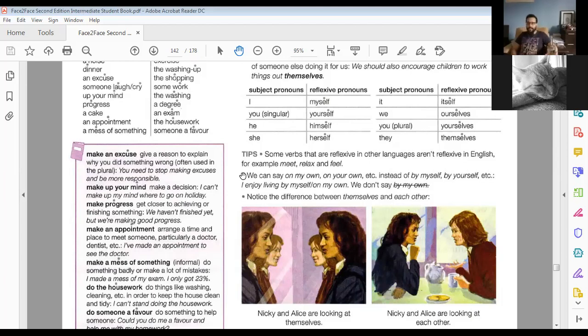Okay, can you read the two examples? I enjoy living by myself, on my own. We don't say by my own. So when you say myself, here you can also substitute myself. You can change it by using on my own. So you can say I like living on my own, or I enjoy living on my own.